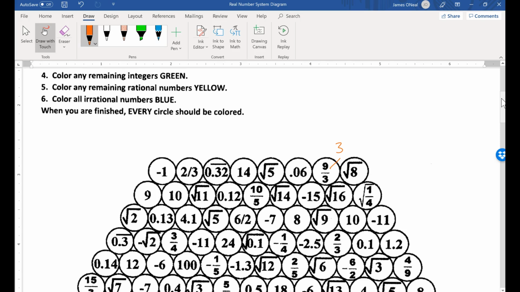Square root of 8, it's a non-perfect square. There's no number squared that'll give me 8. If I go to the next row, square root of 11, no number squared gives me 11, but 10 over 5 reduces to 2. So some of y'all might want to put 2 there. Whatever, I don't know. Pick the color that it goes with.